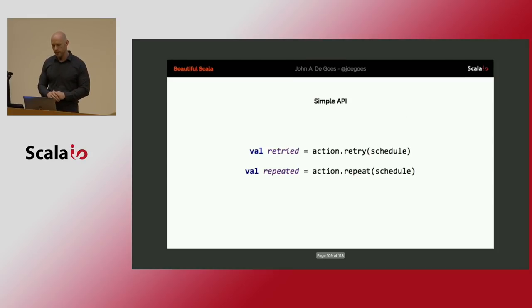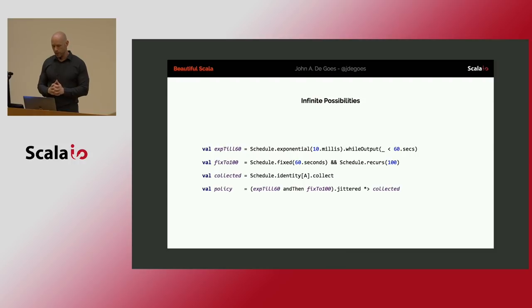And the API for using these is extraordinarily simple. On any IO, you can call retry and give it a schedule and get back a new IO that applies that schedule. And the same way for repeat. If you want to repeat something, right, report generation or logging or whatever, user email notifications, you just call repeat on that task and you give it the schedule. The schedules, there's a small number of base cases, and then there are combinators that allow you to combine schedules to create composite schedules. And together they allow you to solve virtually any problem you can imagine in scheduling.